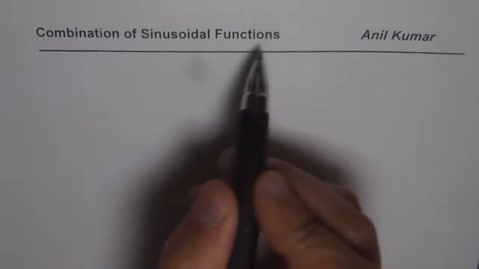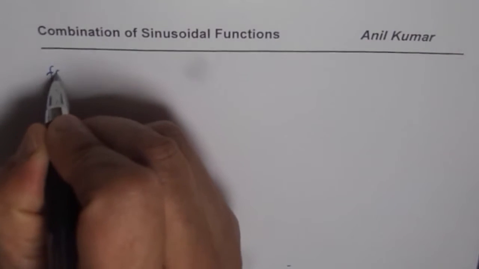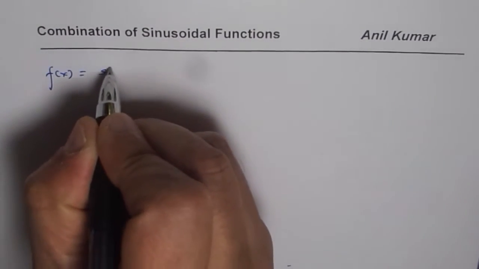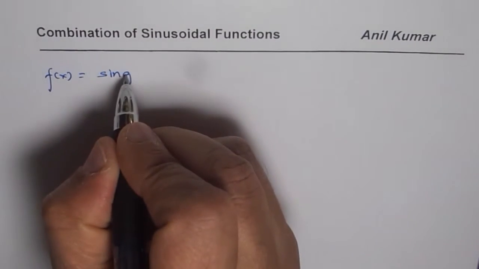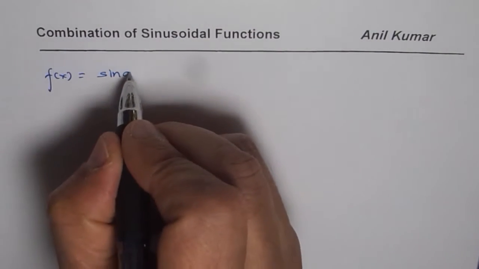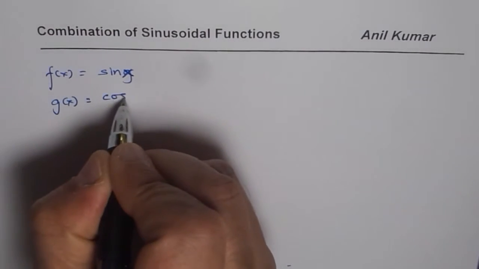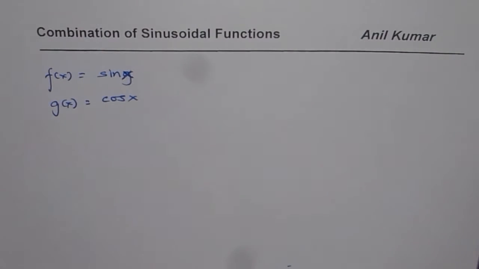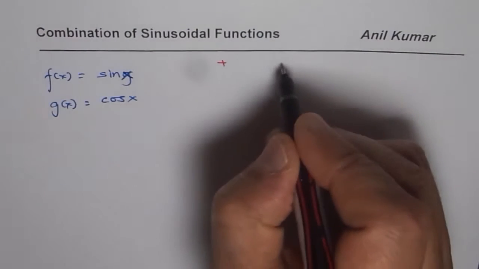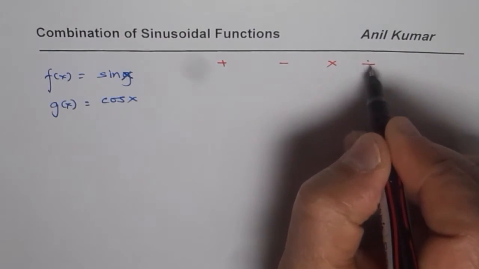I'm Anil Kumar, and in this video we will learn different techniques in which sinusoidal functions can be combined. When I say sinusoidal function, I mean f of x equals sine x, and g of x equals cosine x. So these are the sinusoidal functions. Now these can be combined by different operations. We could do addition, subtraction, multiplication, and division, right?